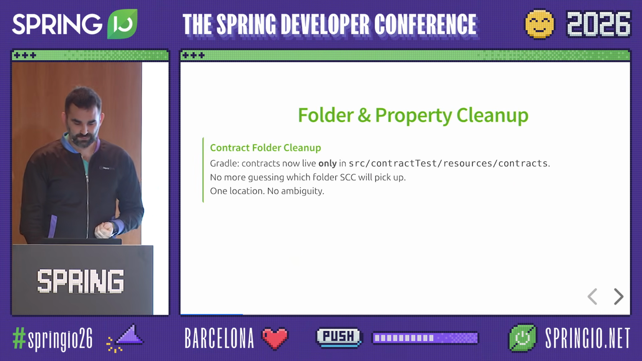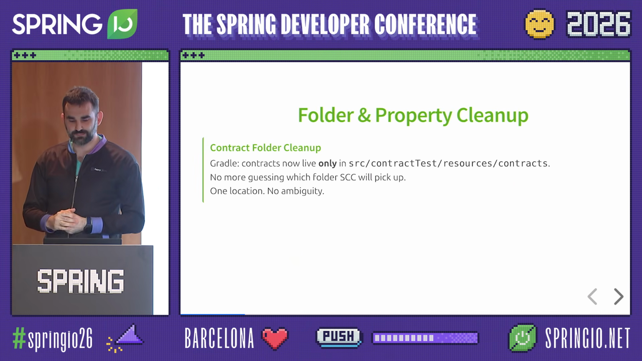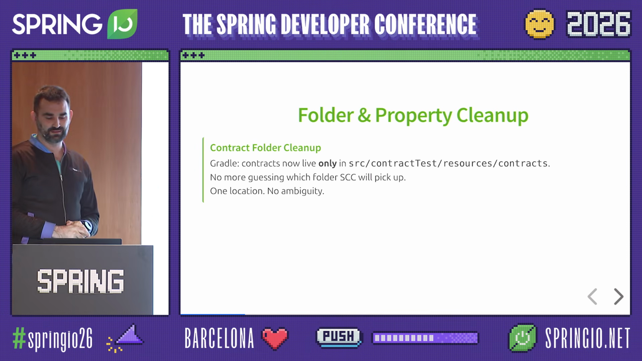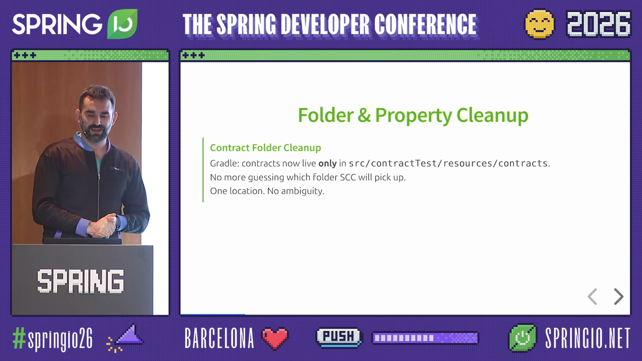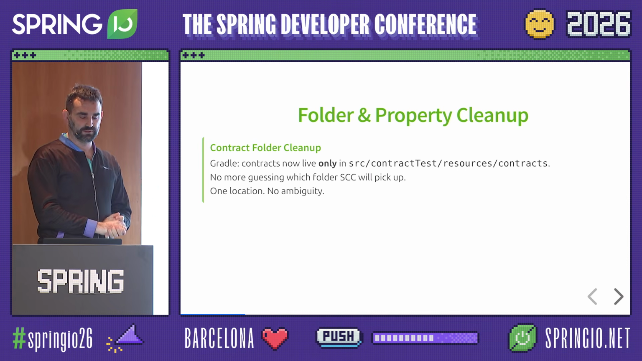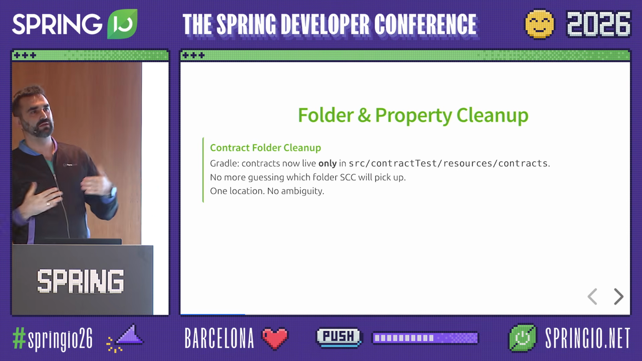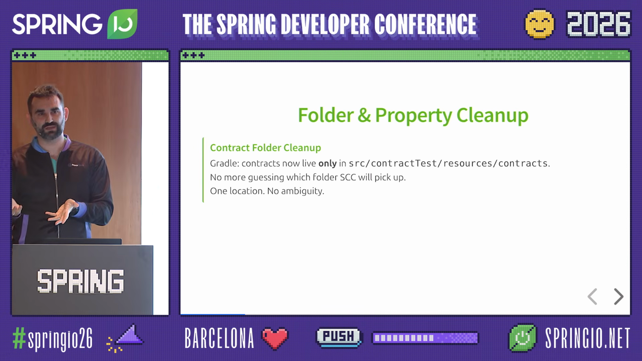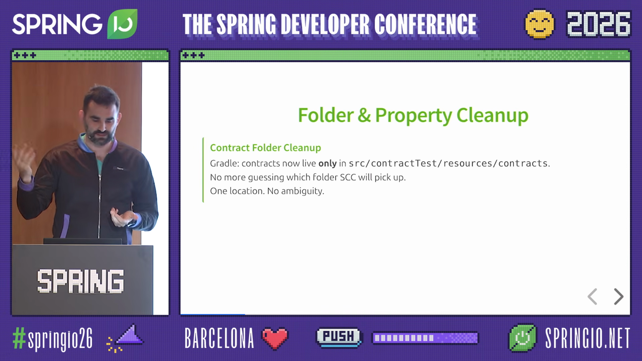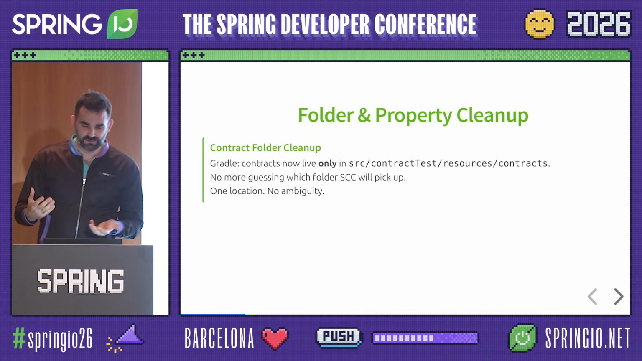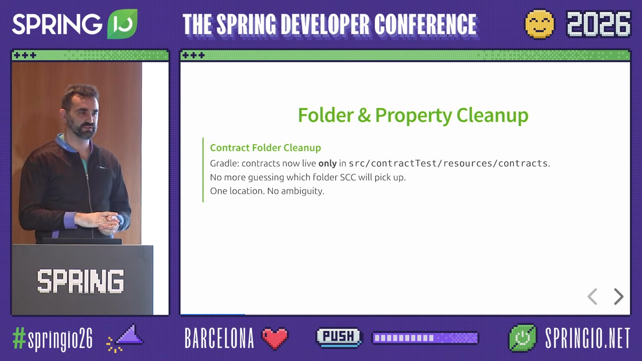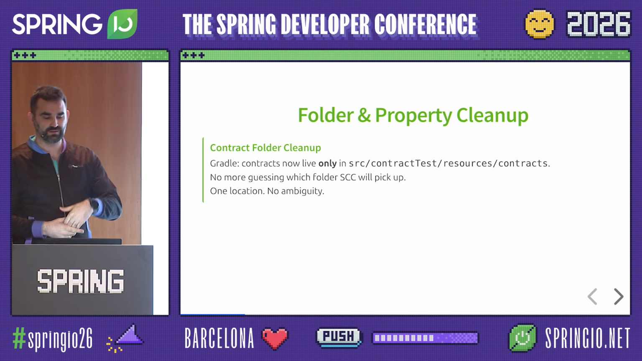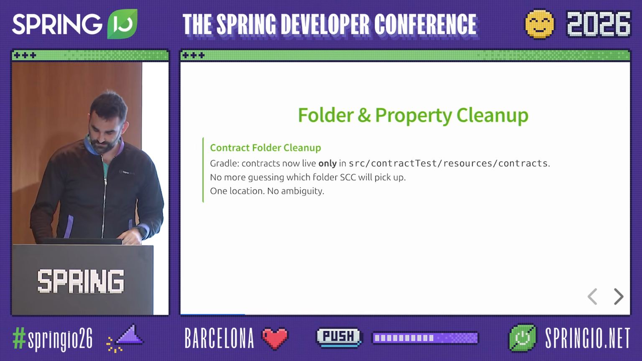Folder and property cleanup. I am, to say the least, not a Gradle fan. However, we have the Gradle plugin. And until fairly recently, what we had was the same approach to the folder structure. So if you had contracts, they would end up in source test resources contracts. But for Gradle, apparently, the best way to go is to have a special source set. So now the special source set is source contract test, and the old one is removed.